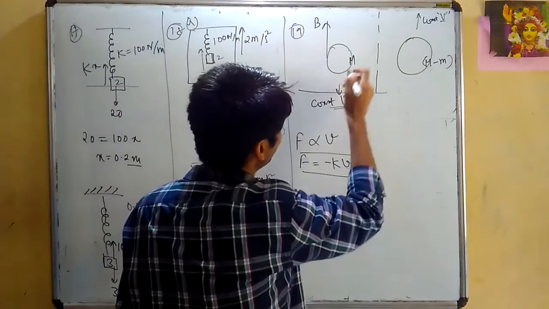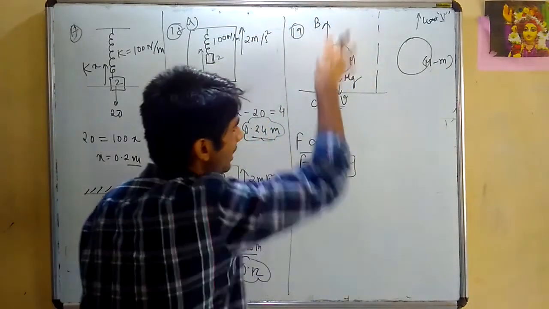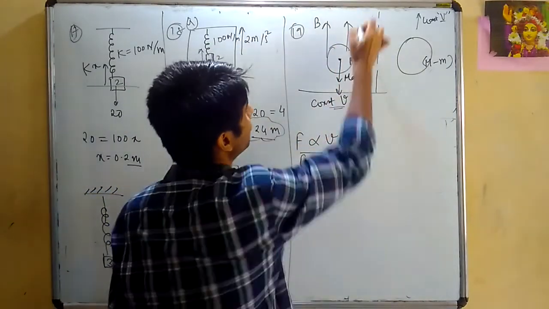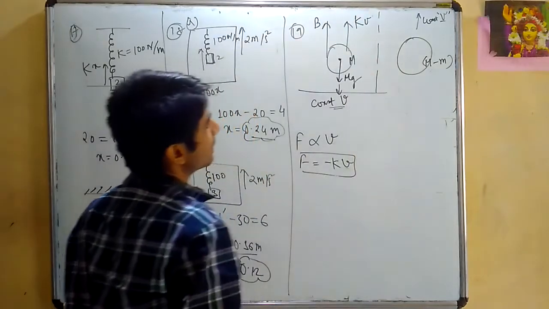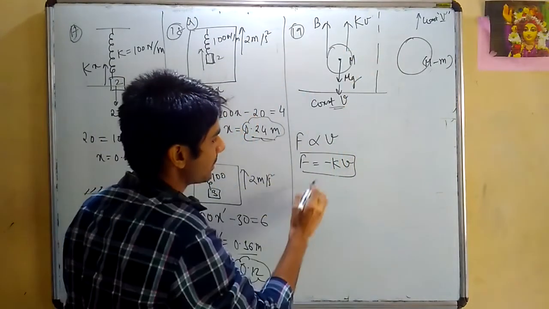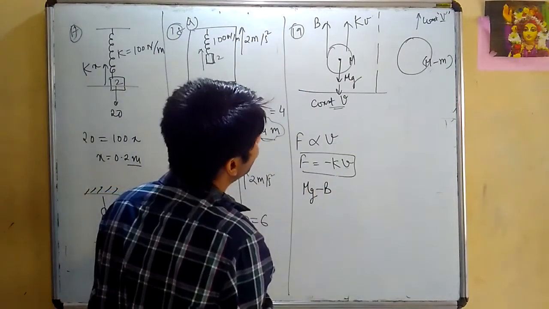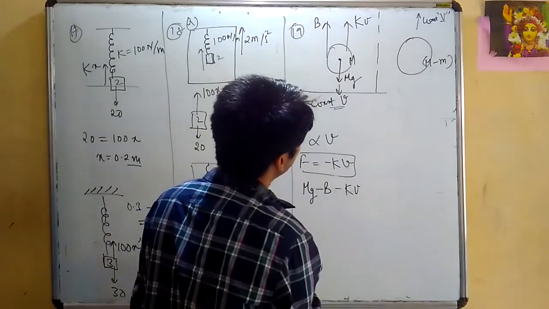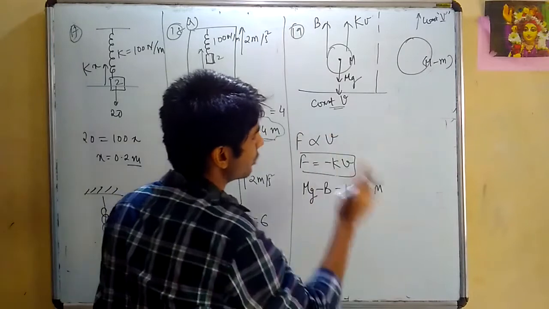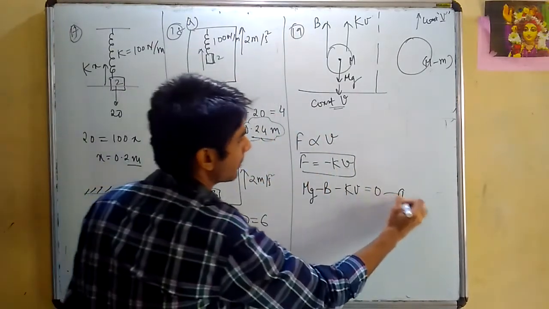So let us draw the FBD of this. Some more forces will be there, like the weight of this, and because this is coming down with constant v, air resistance will be upward. How much? kV. So let us write the equation for this. Since this is coming down with constant speed, the equation will be mg minus b minus kV, and this should be equal to what? Mass into acceleration, but acceleration is 0 because it is constant velocity, so I will write 0. This is equation 1.